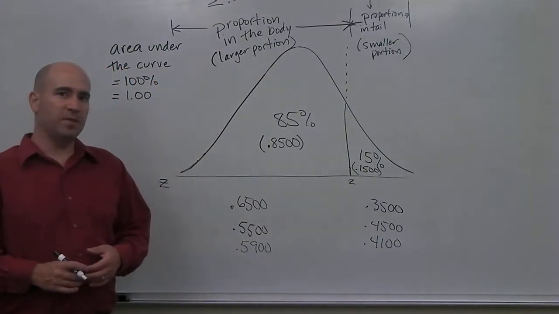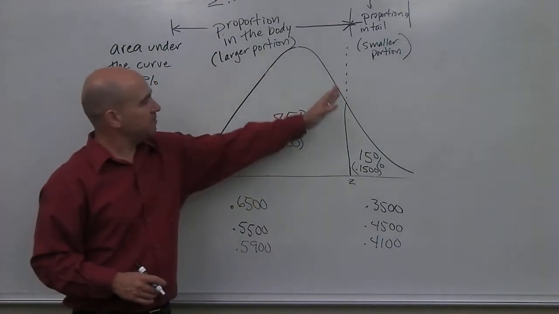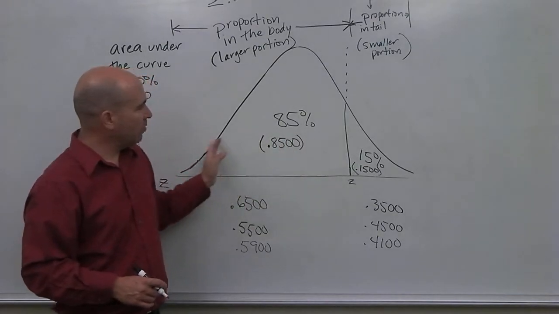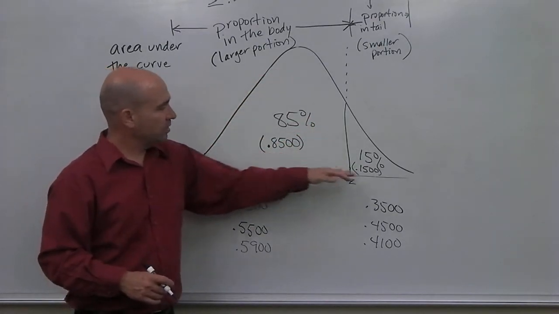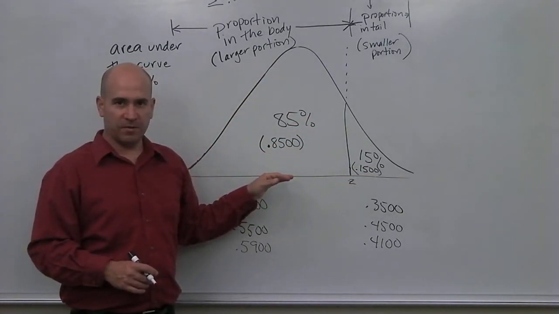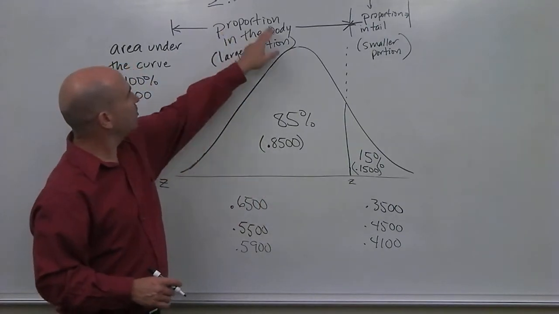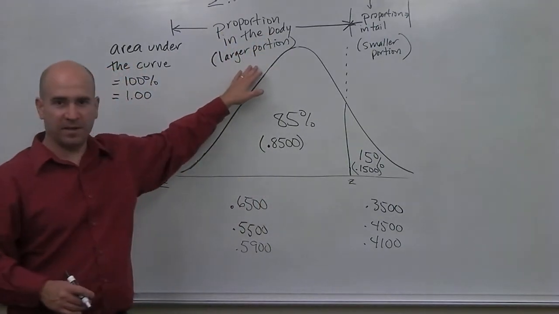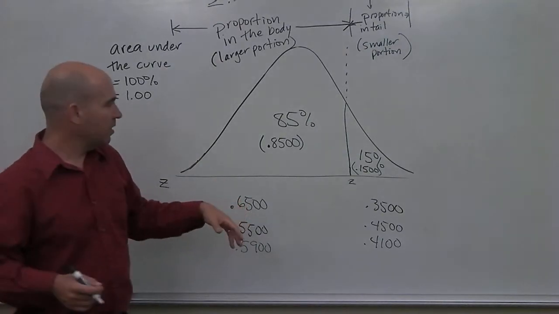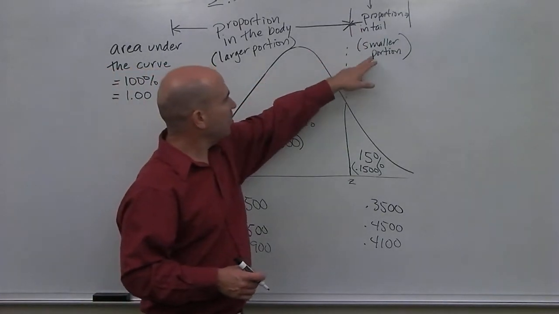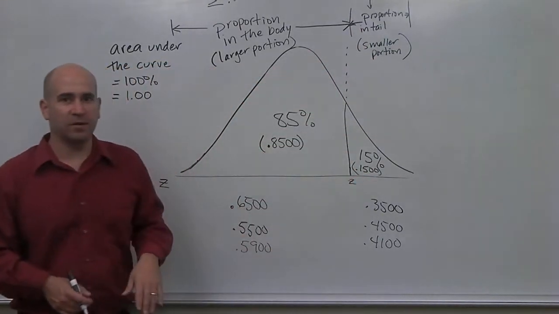So you should be prepared to be able to divide up a distribution, a normal distribution, into various areas under the curve, where you have a proportion of the body, or what I like to think of as the larger portion, and a proportion of the tail, or what I like to think of as the smaller portion.